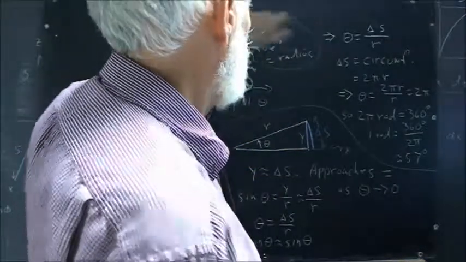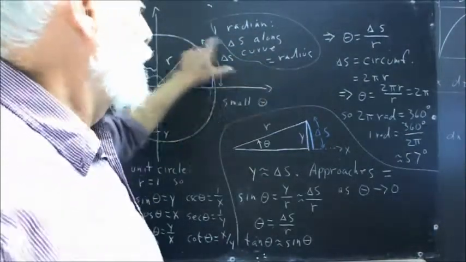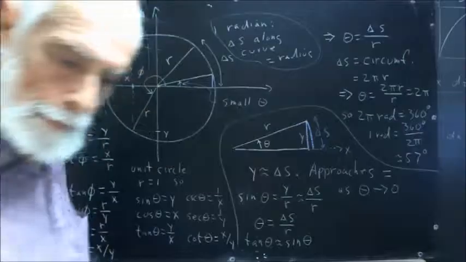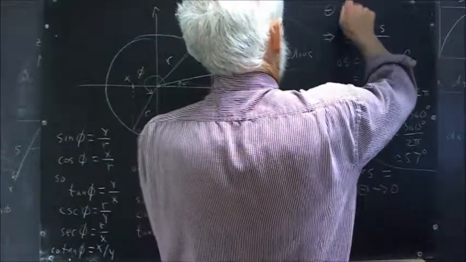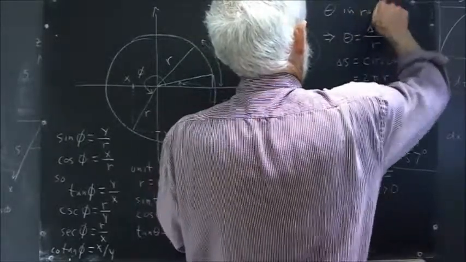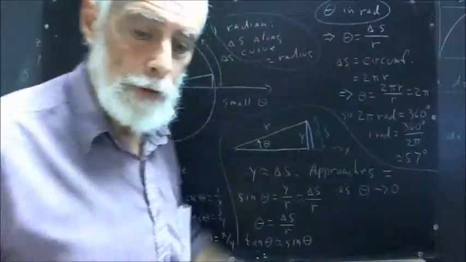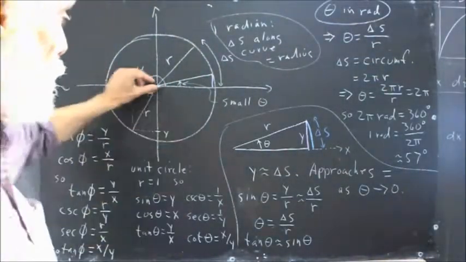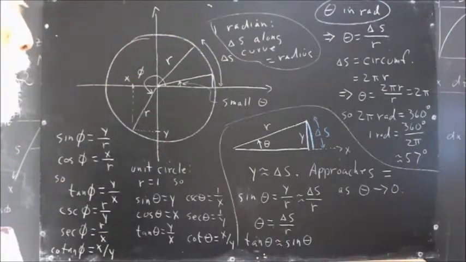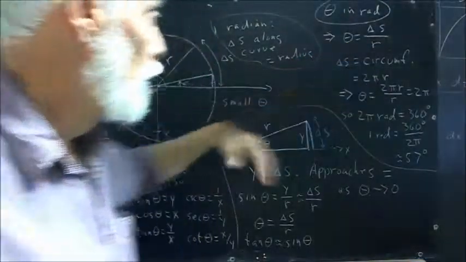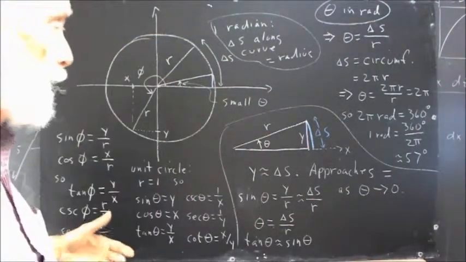Anyhow, if 1 radian is the delta s along the curve, then theta in radians, and I should probably write that down, it's implicit, is going to be delta s as a fraction of r. So for this small angle here, it looks like delta s is about 1/3 or 1/4 of r. That means the angle would be 1/3 or 1/4 of a radian. Again, you need to process that if you haven't already.